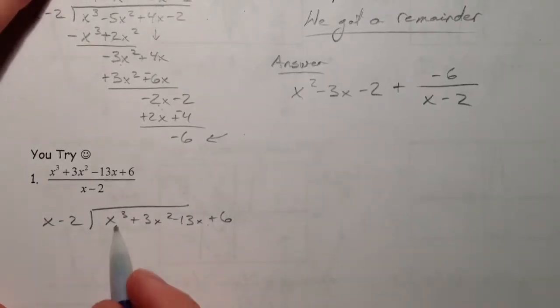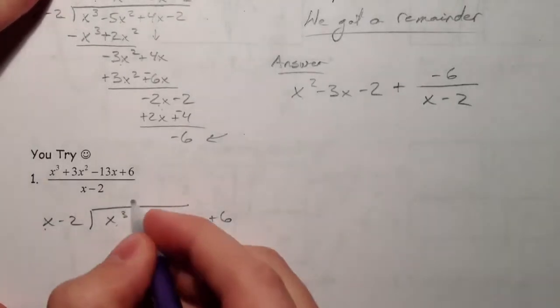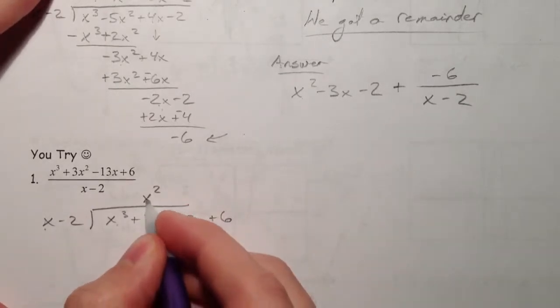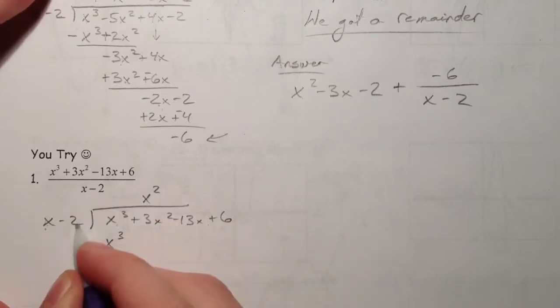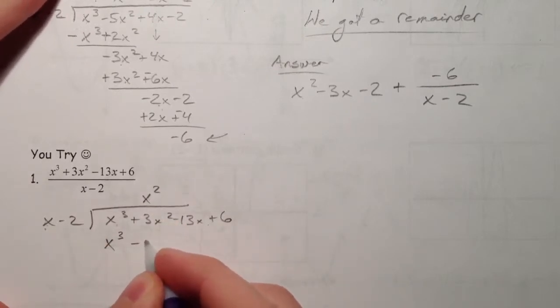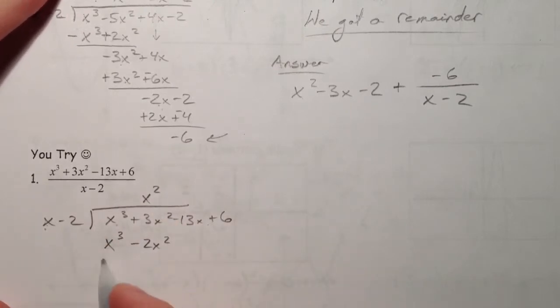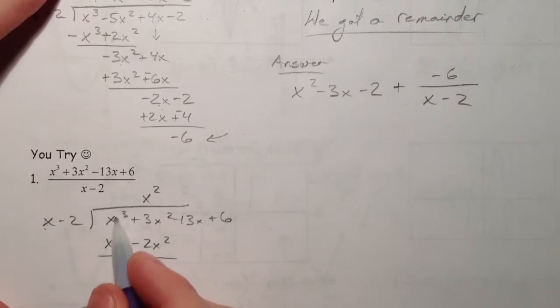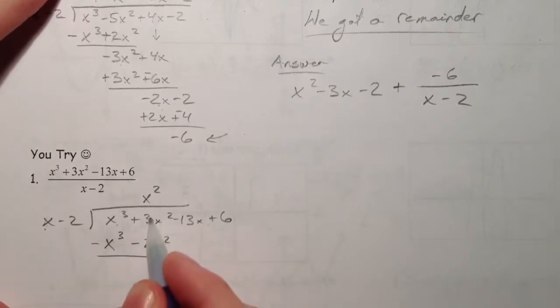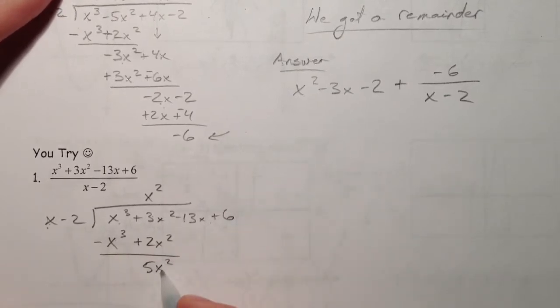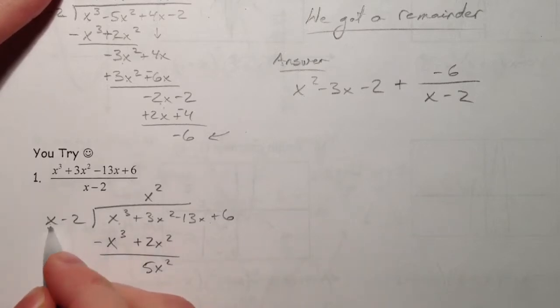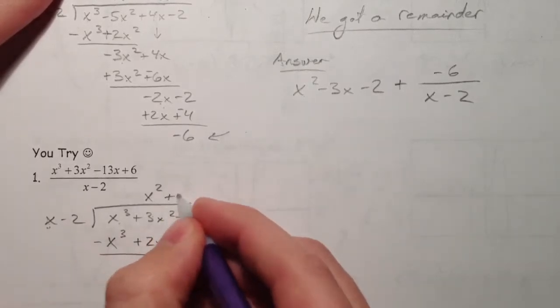So we start by dividing. X cubed divided by x. We get x squared. X squared times x is x cubed, and x squared times negative 2 is negative 2x squared. And we subtract this minus this, minus a negative, so it's plus, so we get 5x squared. And then divide again. This divided by just the first one, we get 5x.